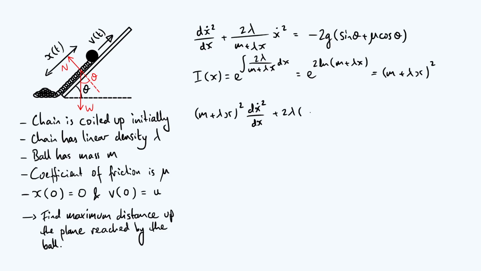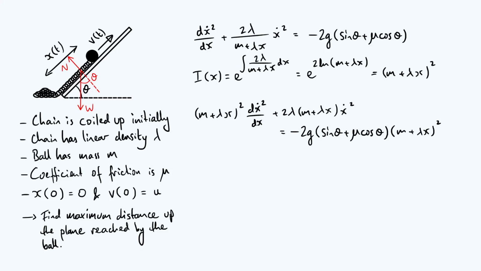There is already an m plus lambda x on the denominator, so you're going to have just one factor of m plus lambda x multiplied by x dot squared. And your right-hand side is going to be, well, why don't I just copy and paste the stuff that we had originally. So you've got all of that, and then multiplied by our integrating factor m plus lambda x squared.